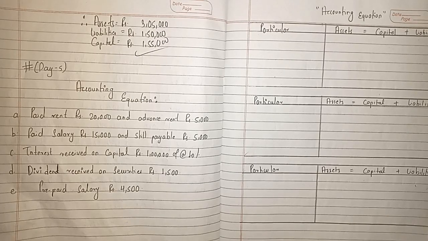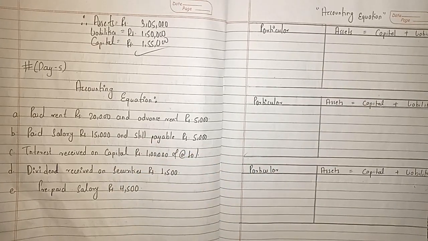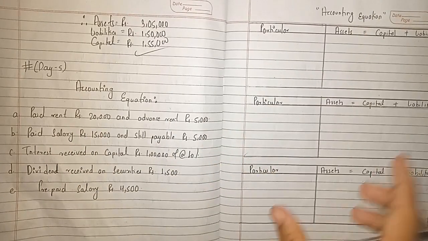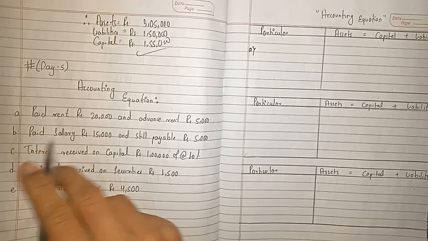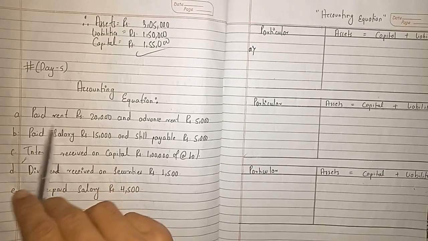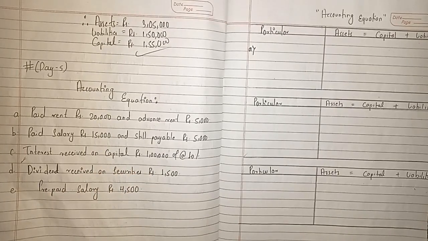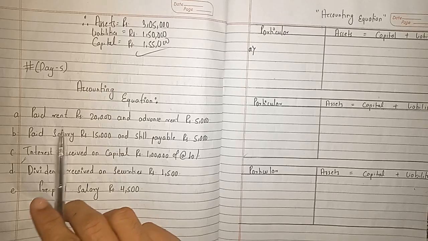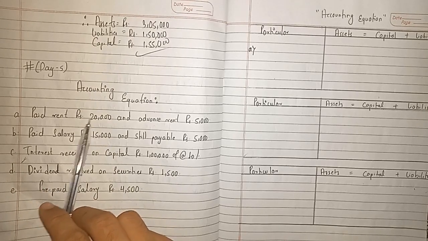So let's dive in. Today in this video we are going to solve these problems individually. For each question there will be a format. So let's do it. The problem is: paid rent Rs 20,000 and advance rent Rs 5,000. I don't know how many of you watched our previous video. In that video we talked about this question. The question is exactly the same, but there is a difference in money.